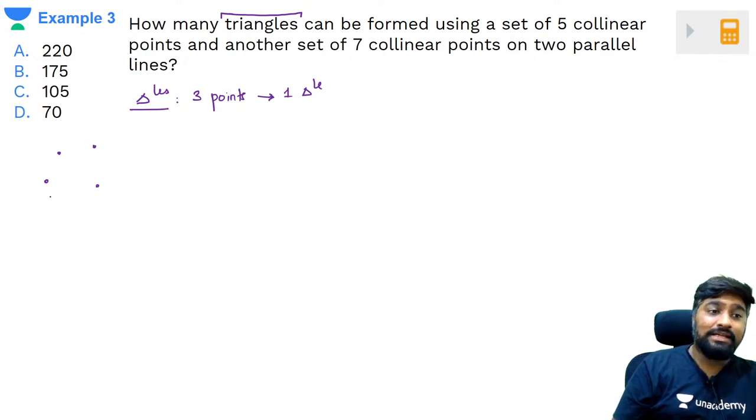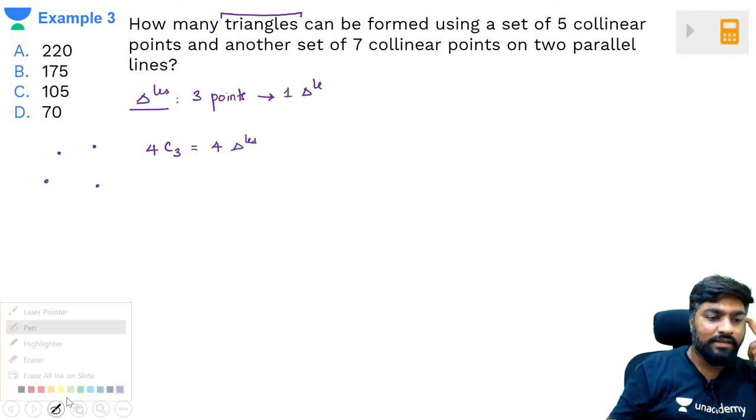Yes, again, what's the deal? These 3 points or these 4 points should be non-collinear. If I have 4 points like this, 1, 2, 3, 4, I can't form any triangles here, right? Because at least one should be non-collinear, correct? So if there are 4 non-collinear points, how many triangles can I form? Out of 4, I need to select groups of 3. What is 4C3? 4. So there will be 4 triangles that can be formed here. Would you agree with that?